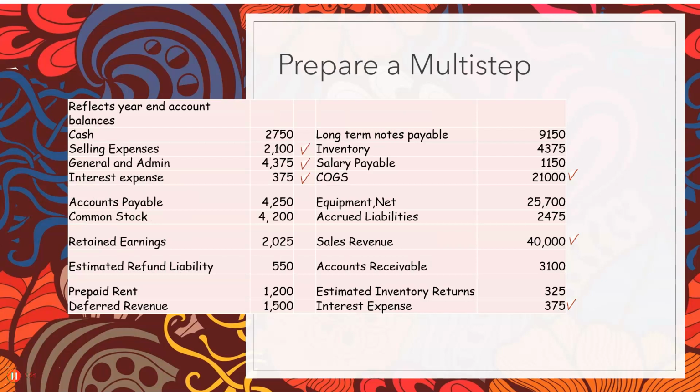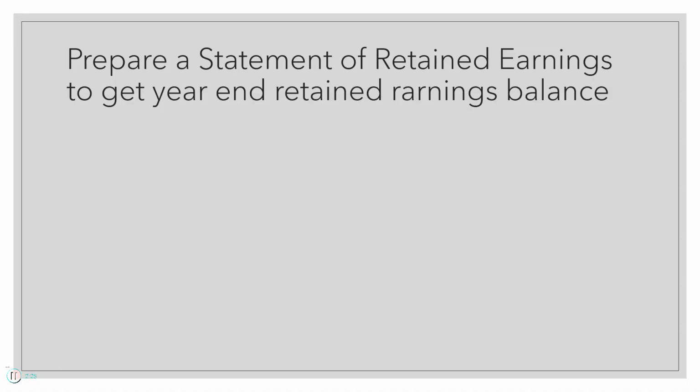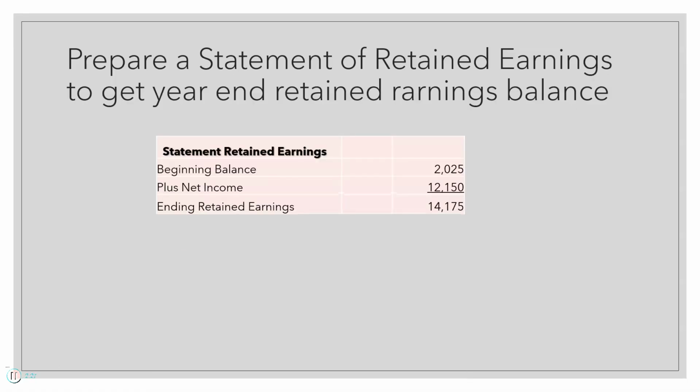So now we're going to take the same information and prepare our statement of retained earnings. In this case, we would check the adjusted trial balance and get the beginning balance plus net income, and check to see if there are any dividends. There aren't. And that number is what is going to go in the balance sheet. Remember, that's the number you use.